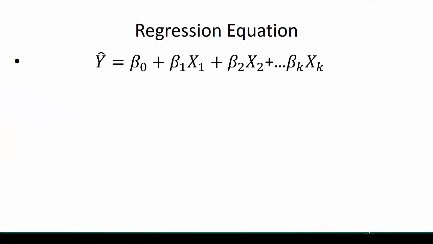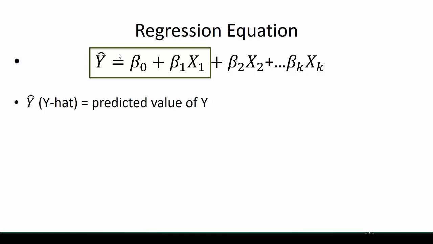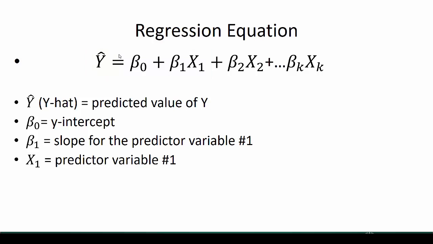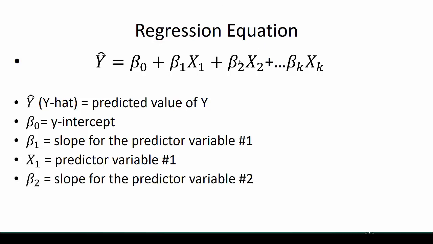Here's the regression equation for multiple regression. You can see that it's very similar to the equation for simple linear regression. This boxed area was the equation that was for simple linear regression. Again, y hat is the predicted value of y, b sub 0 is the y-intercept, b1 is the slope for the first predictor variable, x1 is the first predictor variable. So the equation for multiple regression just includes the slope and the second predictor variable. So the slope for the second predictor variable and the second predictor variable. And then you would just continue that on depending on how many predictor variables you have.